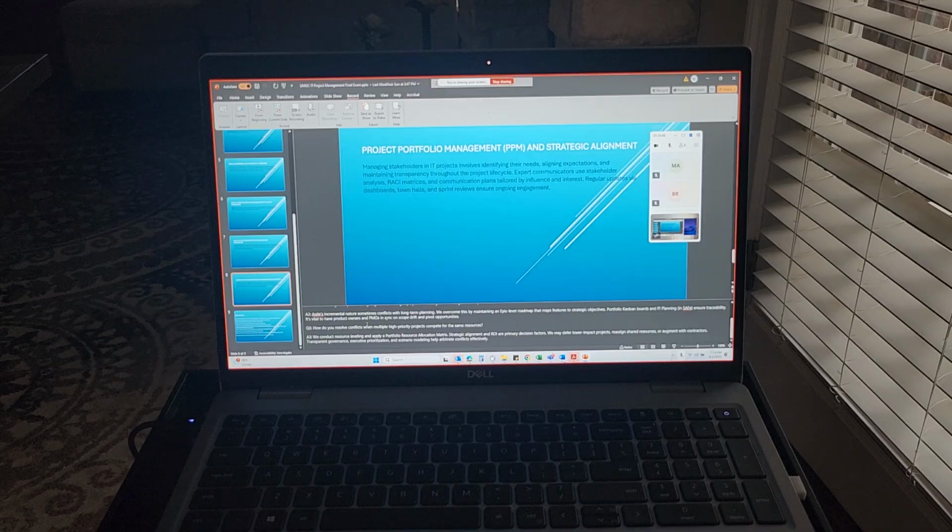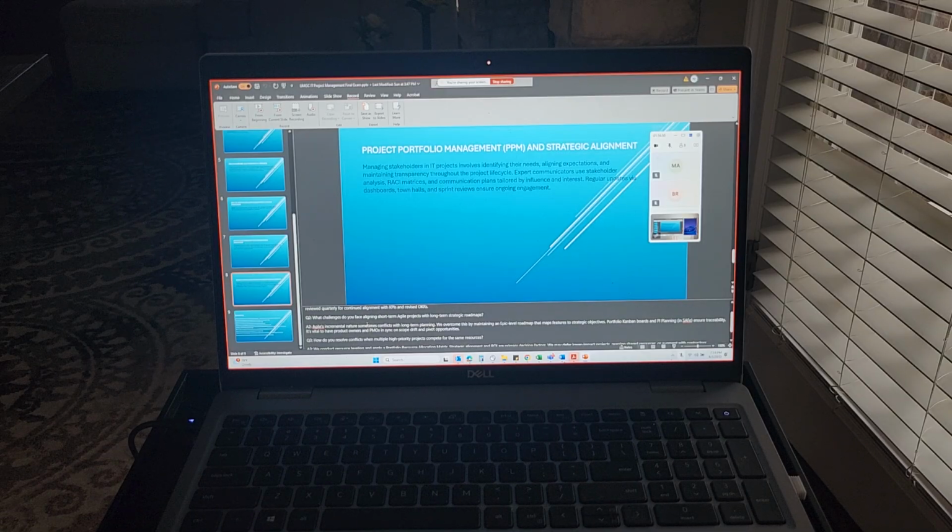Zaylee? Okay. What challenges do you face aligning short-term agile projects with long-term strategic roadmaps? Well, Agile's incremental nature sometimes conflicts with long-term planning. We overcome this by maintaining epic-level roadmaps that map features to strategic objectives.